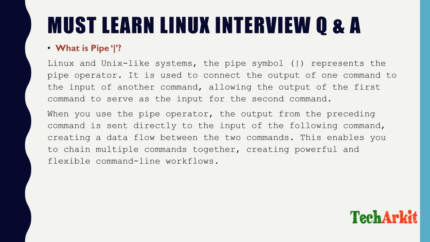When you use the pipe operator, the output from the preceding command is sent directly to the input of the following command. This direct data flow between two commands enables flexible command-line workflows. For example, you can see cat filename, then the pipe, and grep with a word. The file content is passed to the grep command, and grep will search for that word.